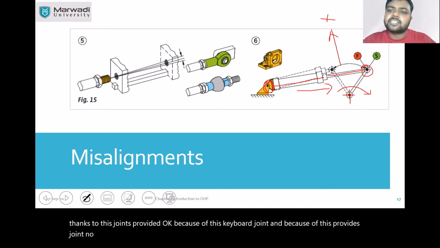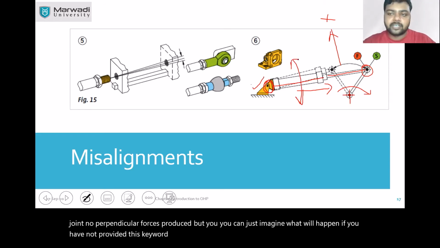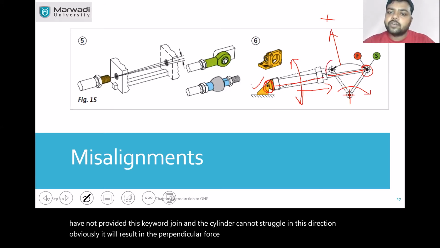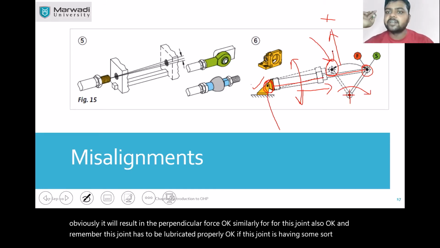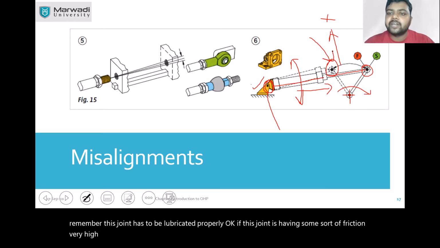But you can just imagine what will happen if you have not provided this pivot joint and the cylinder cannot swivel in this direction. Obviously it will result in a perpendicular force, and similarly for this joint also. And remember, this joint has to be lubricated properly. If this joint has some sort of very high friction, that friction will ultimately result in force on the cylinder rods.